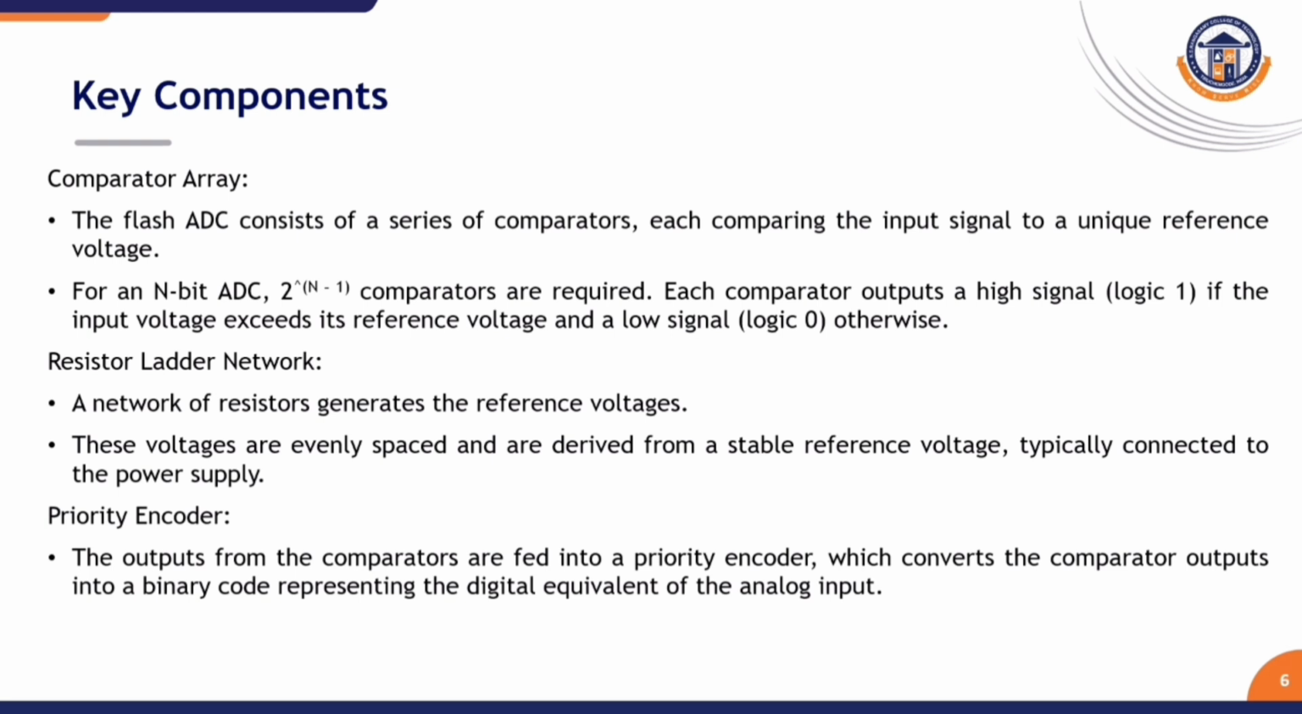Similarly, the next one is the resistive ladder network. The resistive ladder is used to generate evenly spaced reference voltages. These voltages divide the entire input range into equal steps. All the reference voltages are derived from a stable reference source, usually connected to the supply voltage. The priority encoder: the outputs of all the comparators are not in binary form, so a priority encoder is used. The priority encoder converts the thermometer coded output of the comparators into a binary digital output.